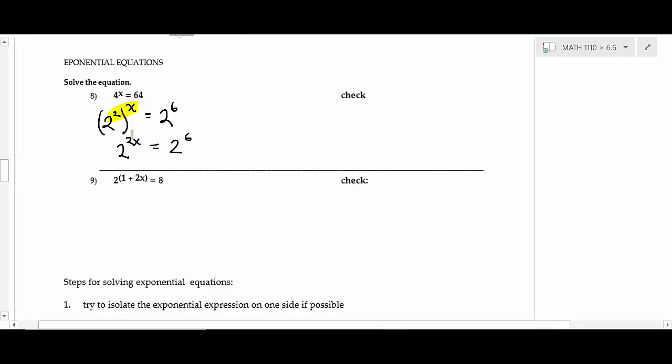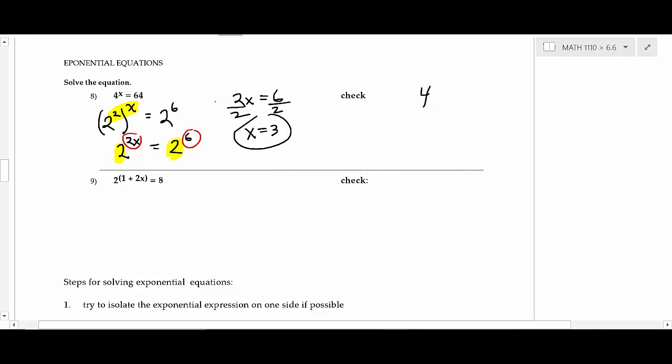So what we talked about before was if the bases are the same, what do you know about the exponents? They got to be the same also. They can't be anything else. So you would have 2x equals 6. Then if you divide by 2, you would get x equals 3. So that's the answer to the problem, okay? Now this problem I think you could probably do in your head anyway. All it is, 4 to the 3rd is 64.